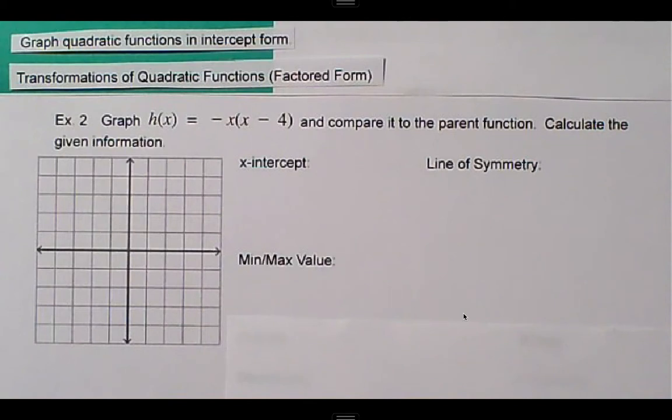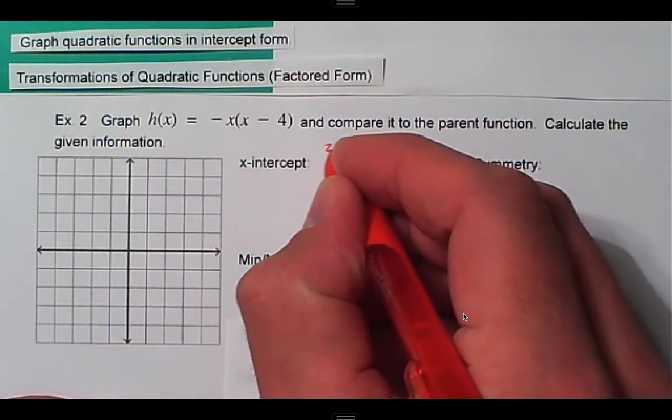Today we're talking about quadratic functions in intercept form and transformations of quadratic functions in factored form. So example 2 says graph h of x is equal to negative x times the quantity x minus 4 and compare it to the parent function. Calculate the given information. The first thing we have to do is calculate the x-intercepts, and the x-intercepts come from the zero product property.